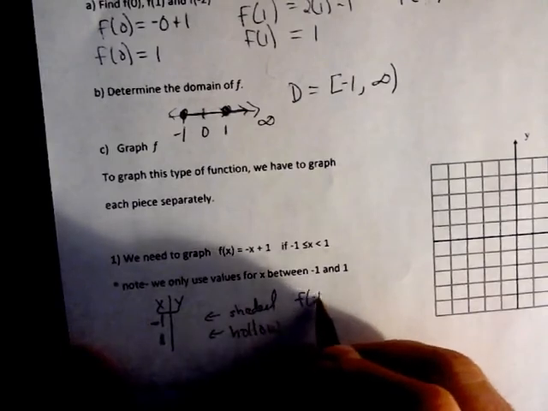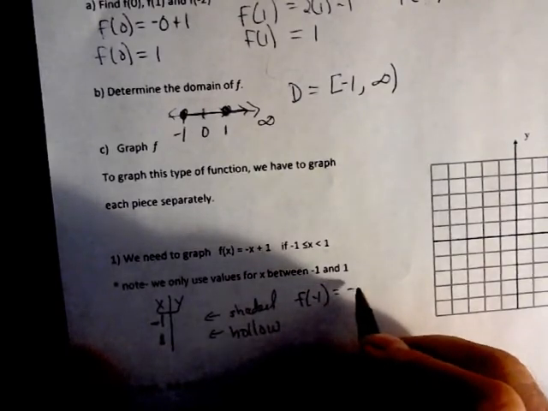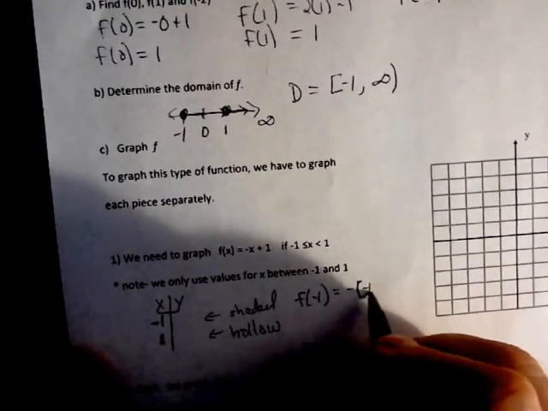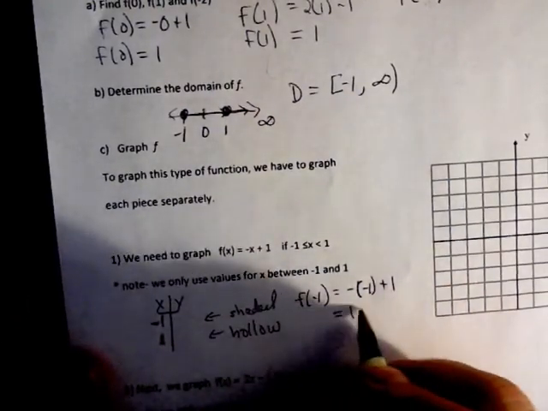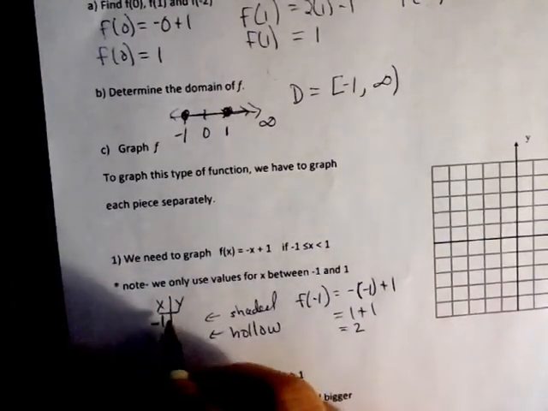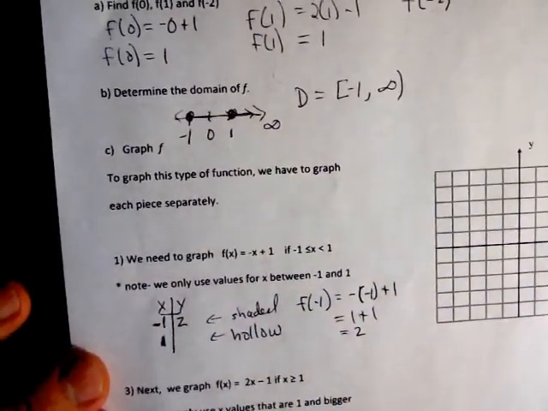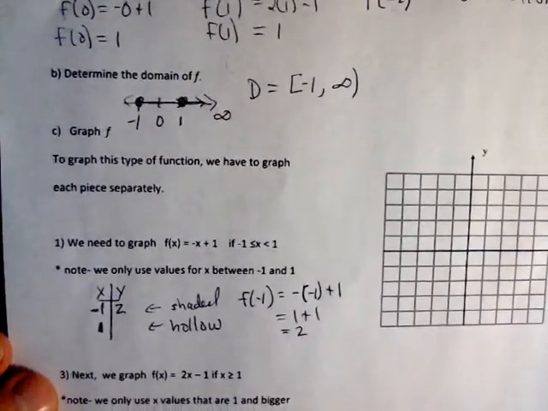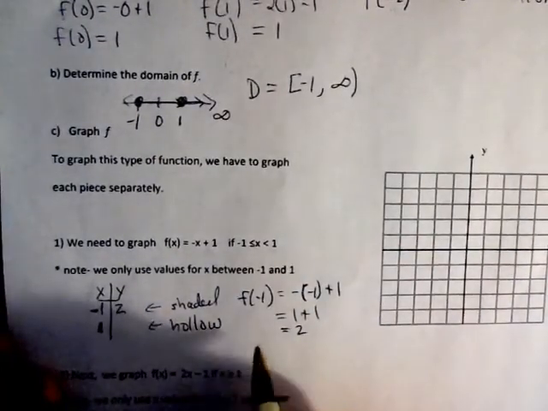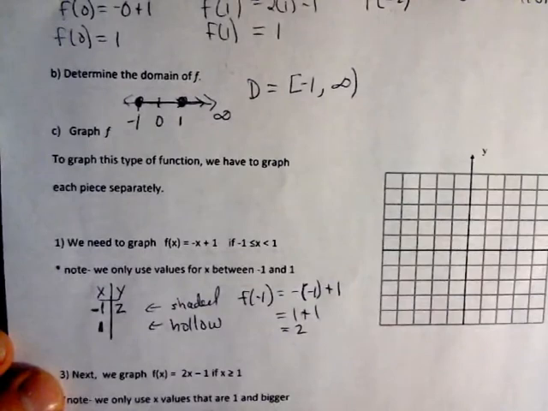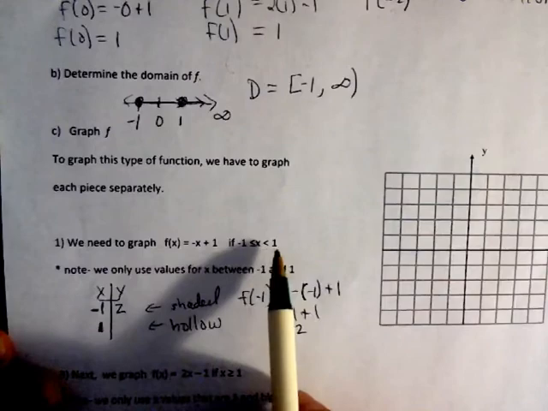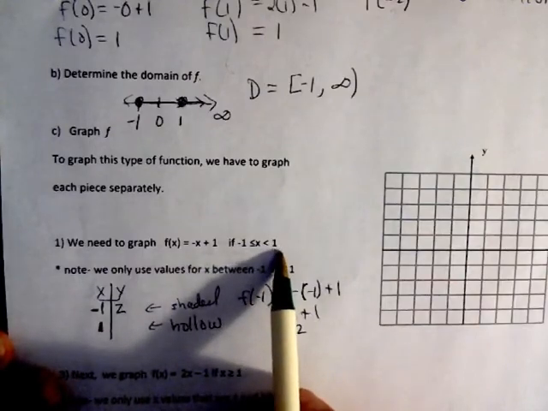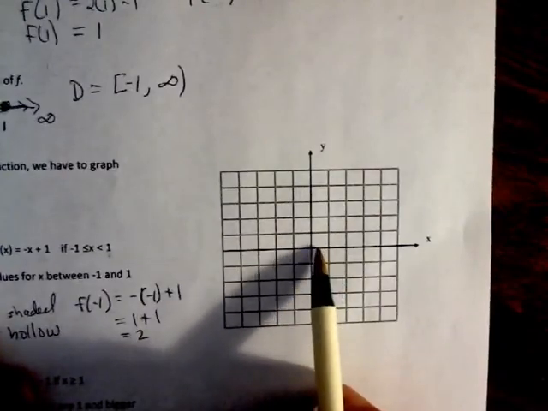So if I find f of negative 1, this is negative negative 1 plus 1, which is 2. Okay. I still need to find f of 1 because I have to have a starting point. Even though this 1 is not included, it's still going to be a starting point, and that's why we make the circle hollow, because don't forget there are numbers over on this graph between 0 and 1.